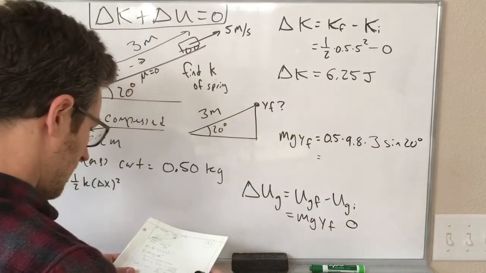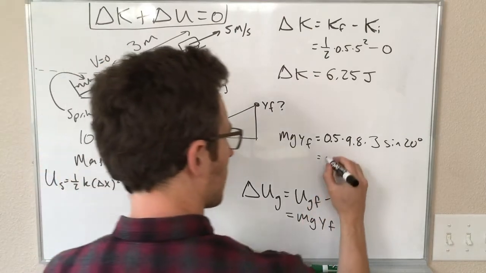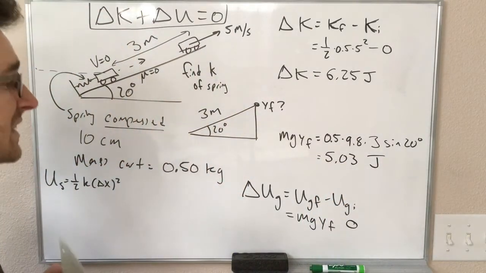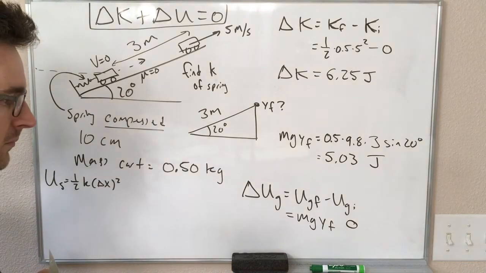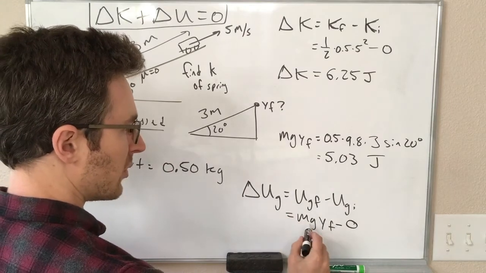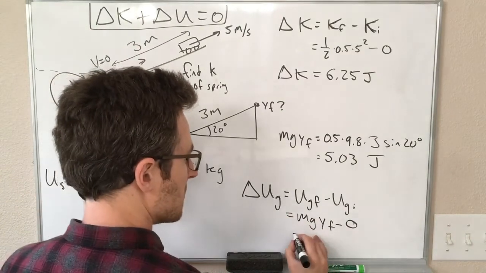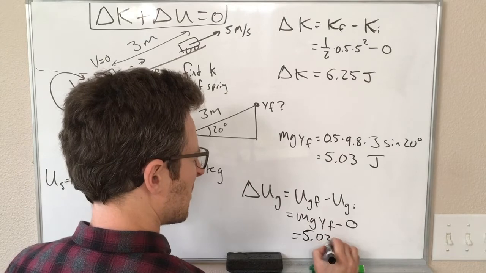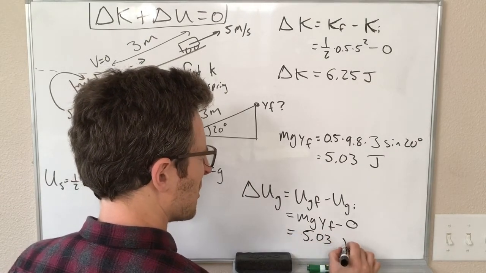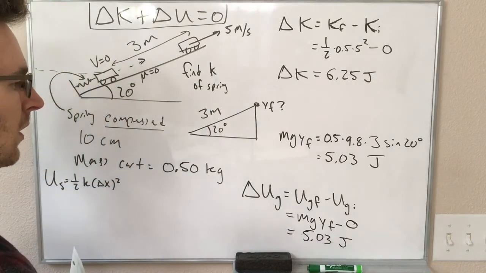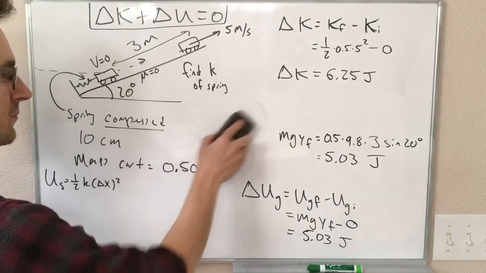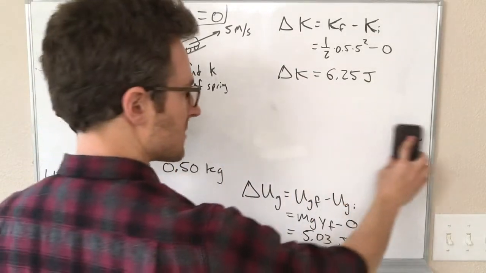And plugging those into my calculator, I get 5.03 joules of potential energy. So delta UG is 5.03 minus 0, so this is equal to 5.03, that's positive 5.03 joules. Okay, we're getting towards the end here. This is good. So I'm going to erase this.